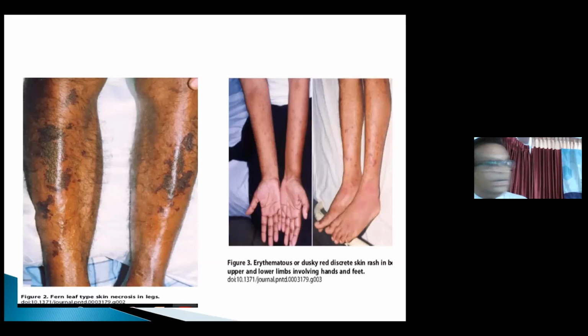Whereas fern leaf skin necrosis would appear after 7 days or so, because it's like an immune mediated vasculitic lesion. And they will be persistent for weeks sometimes. Actually, I have seen a fairly significant number of cases. They were having joint symptoms and this necrosis for weeks.